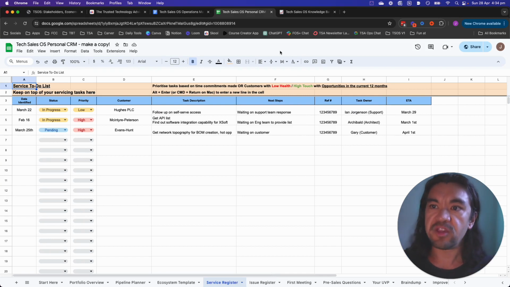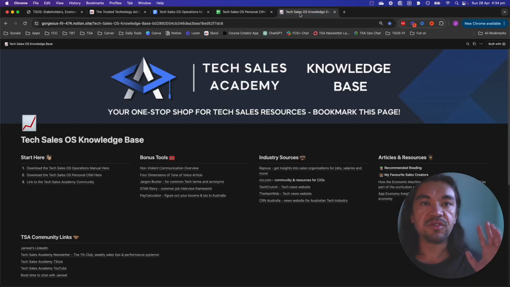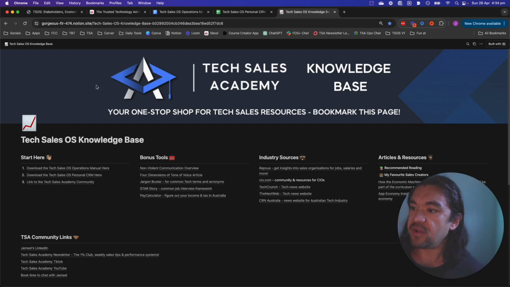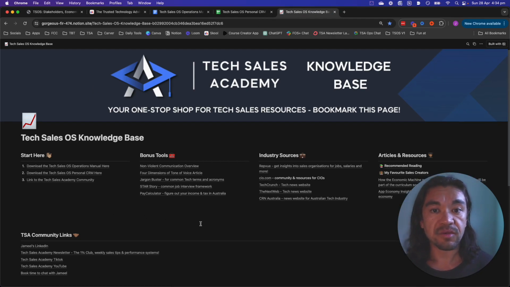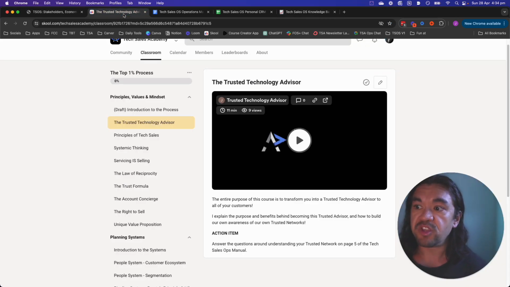This is all packaged inside the TechSales OS knowledge base. So this is what you would bookmark. This is your first step in the TechSales Academy experience. And this has got access to your documentation, to the community, as well as a range of bonus tools and industry sources and articles that I will be updating over time for free. And that's just giving you the latest and the greatest of what I think is useful for you in your tech sales journey. And then, of course, we have the community aspect.